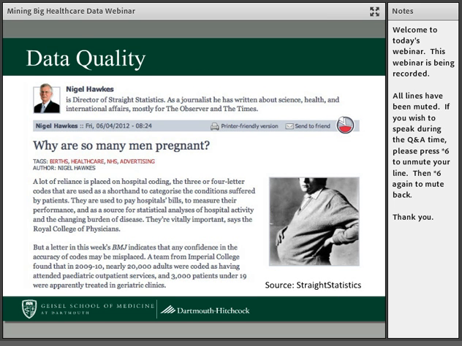So the first issue that comes up is data quality. This is from a blog from a statistician: Why are so many men pregnant? There are a number of coding issues that come up with this data, and it's always surprising what one finds out in terms of how these codes are entered. There are, for example, men who have been coded as having pregnancy diagnostic codes. There will be, in a children's hospital, people who are age 99 plus. There will be all sorts of other factors that don't make sense.